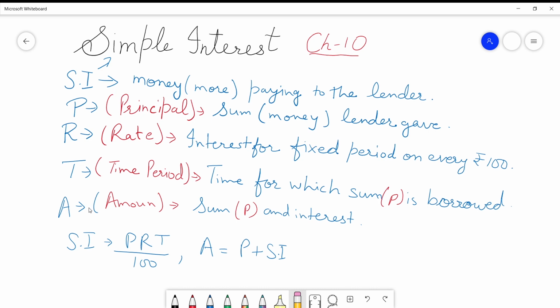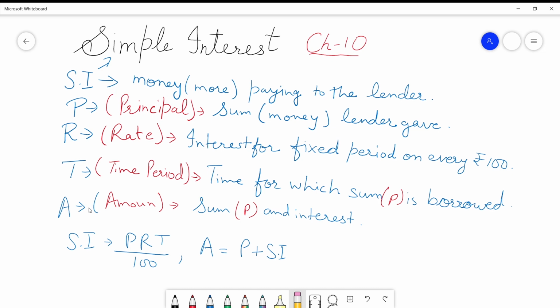Today we are going to study about simple interest. This is chapter number 10. Simple interest means the money we borrow from a lender. As we could see in the bank also, we are taking loans. We take the loan and on that we give back some extra money. That is called the simple interest.